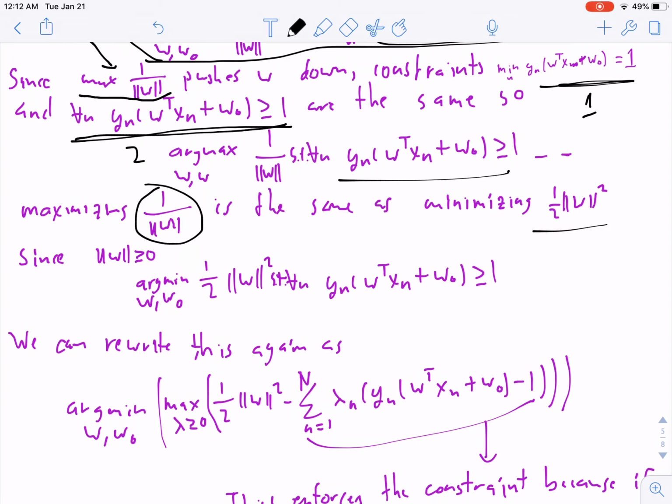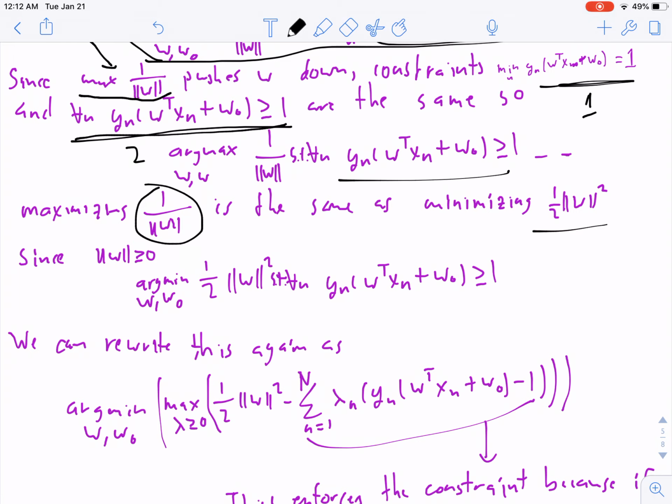So first, why is the constraint satisfied? Let's suppose towards a contradiction that the constraint is not satisfied, which in particular means that there exists at least one n such that yn times w transpose xn plus w naught is less than 1, which is to say that this part in here is less than 0.